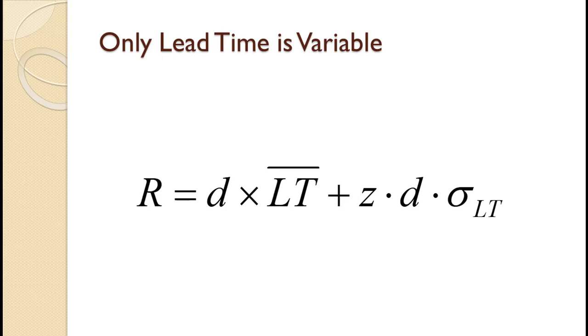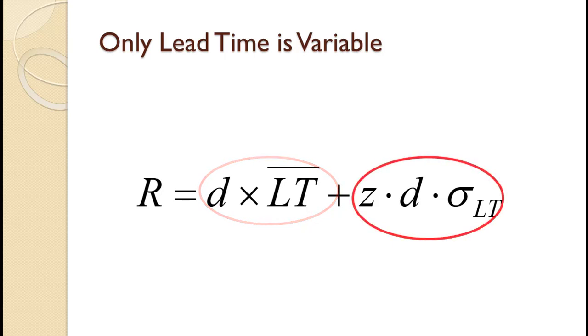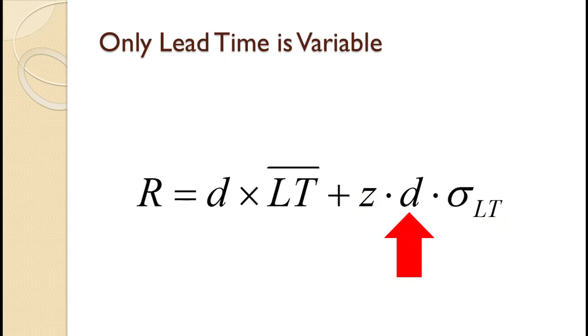The formula on the slide is used when the daily demand is fixed, but the lead time is variable. The first part of the formula calculates the expected demand during an average lead time. The second part of the formula calculates the safety stock. Notice that the daily demand is used in the calculation of the safety stock. That is because the lead time is varying, and higher levels of lead time result in higher demand.